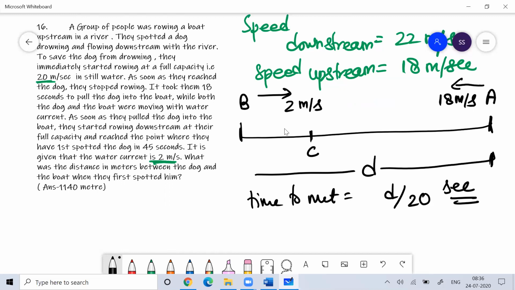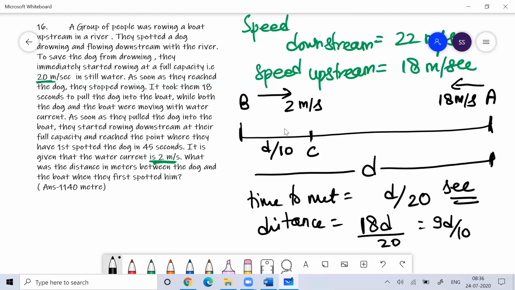Okay. So in that, what is the distance covered by these people? They cover the distance as 18 d by 20, so that is 9 d by 10. This is the distance they cover. So d by 10 is the distance the dog has covered. This is d by 10. This is 9d by 10.